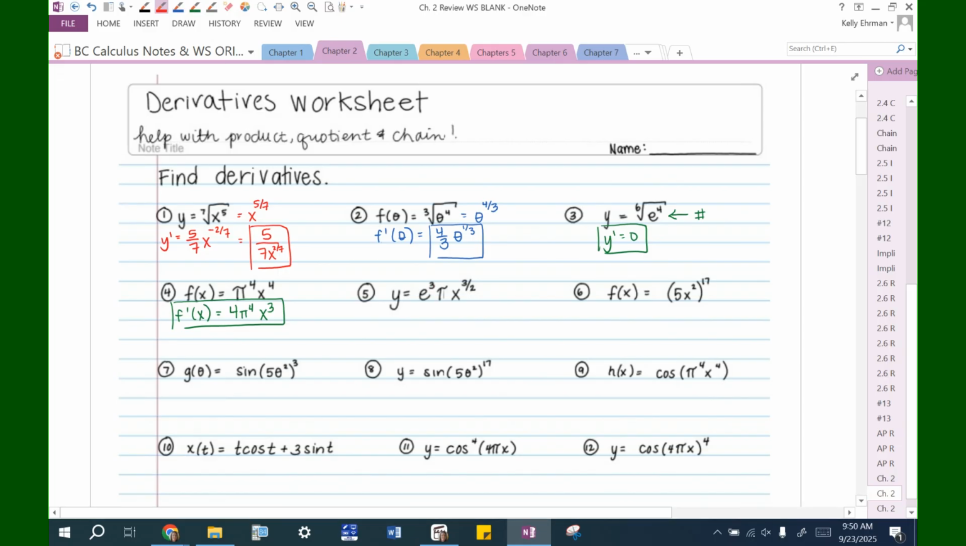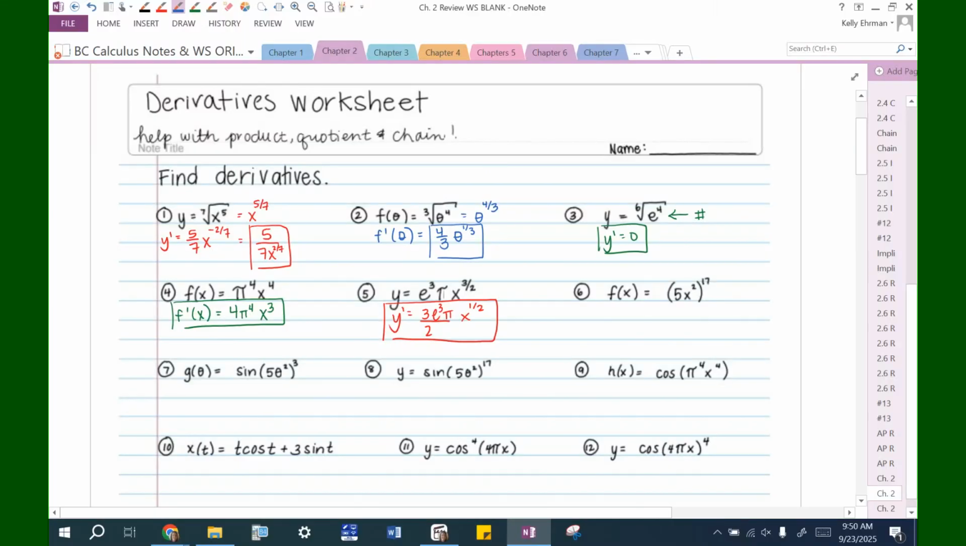For this one, e cubed and pi, those are both constants. So y prime or dy dx will be 3/2. I'm going to put e cubed and pi up here. X to the 3/2 minus 2/2 is 1/2, positive, so I will leave my answer like that.